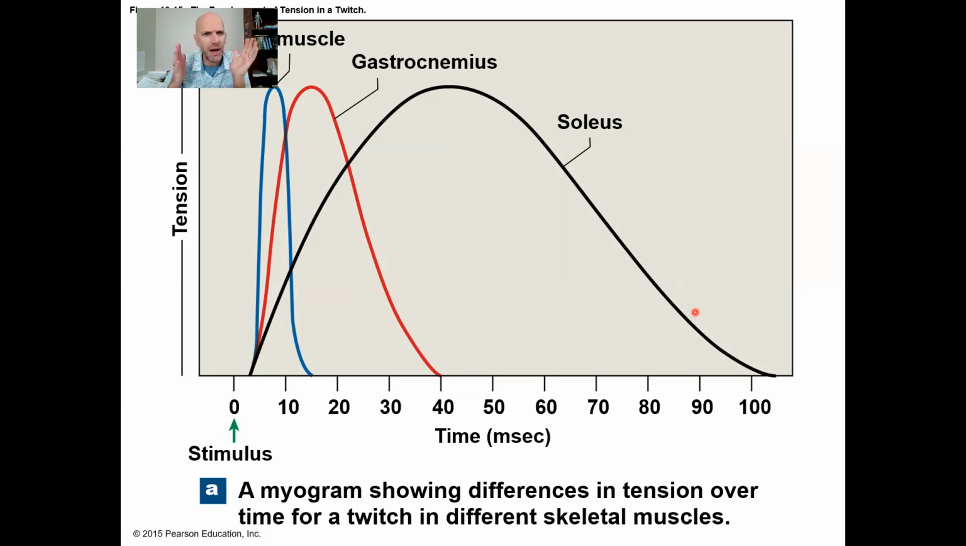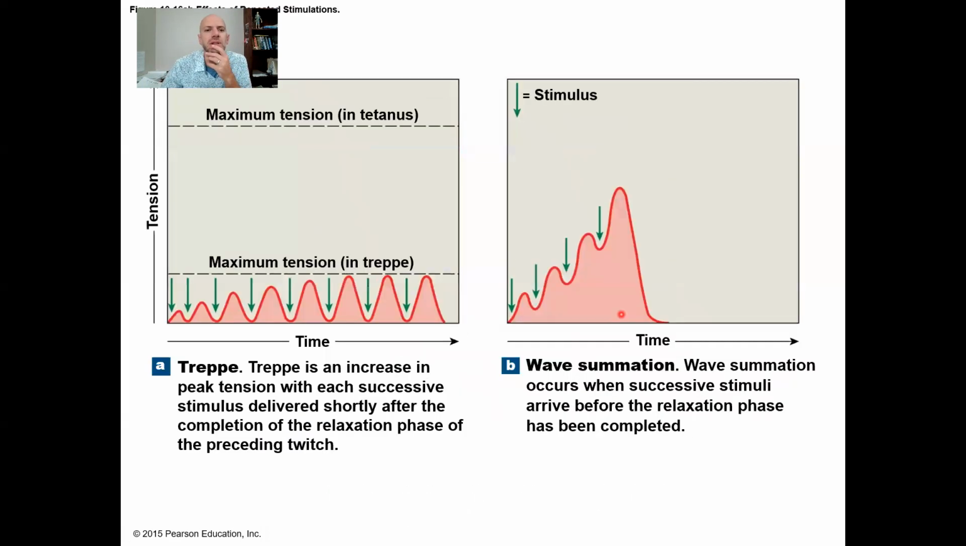And the question is, why? Why do different muscles have this different type of twitch? Well, it has to do with motor units. It turns out the soleus has a different arrangement of motor units than the eye muscle. Eye muscle has very small motor units, and the soleus and the quadriceps have really big motor units. Okay, so let's talk about a couple graphs here.